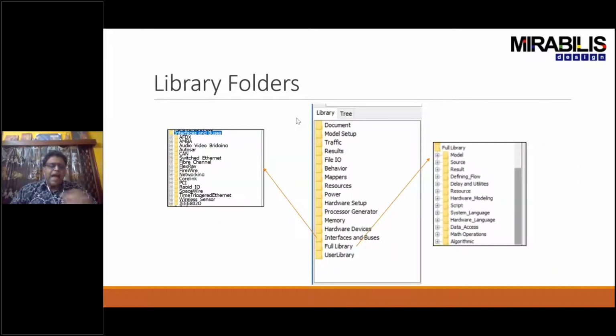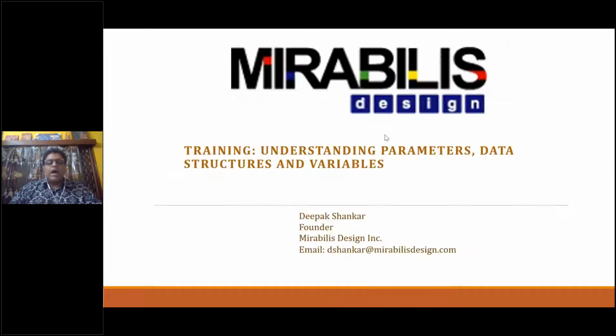Now, the key aspect of Visual Sim are the libraries. The reason that I can show you so many models and we can create models so quickly is because of the large library structure that we provide or we already have. So now let's start with the basics of understanding the basic structure, and then we can start building up the system.